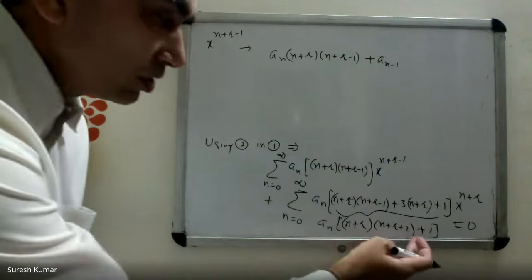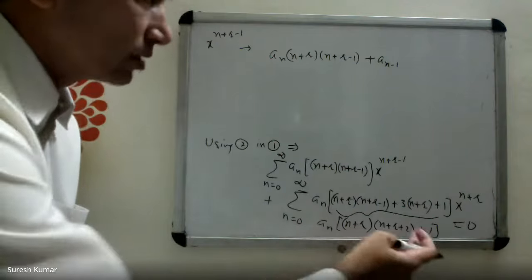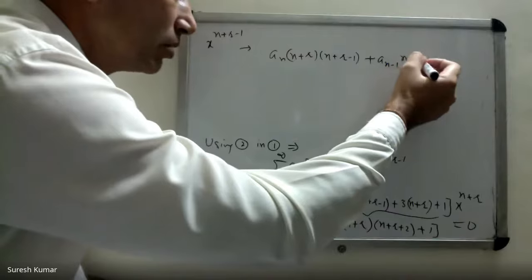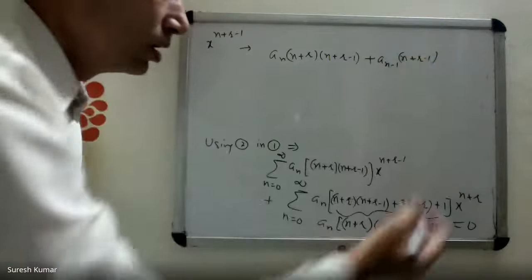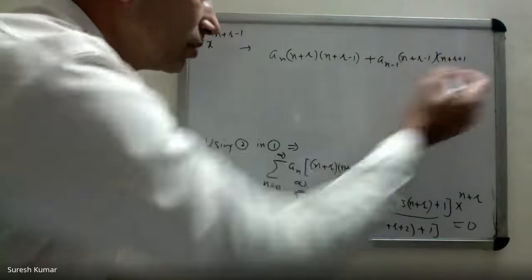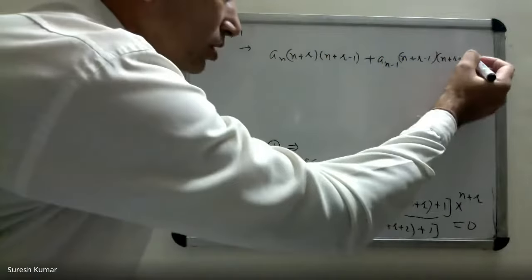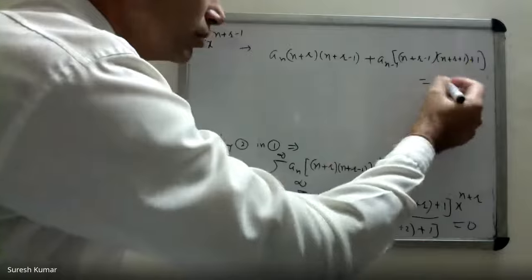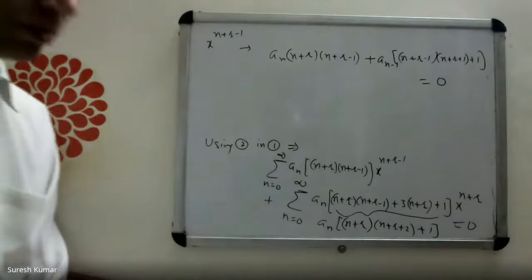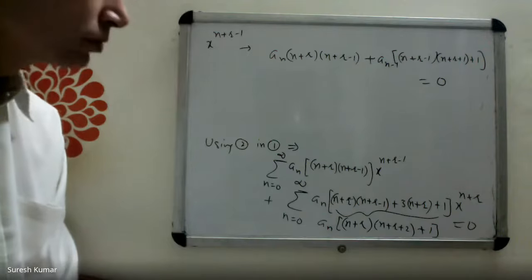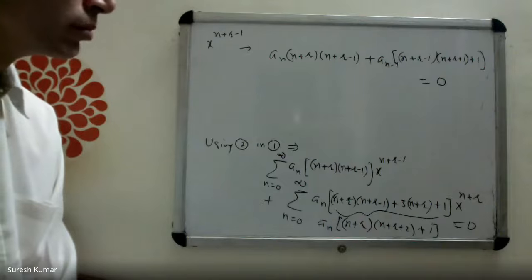So n is to be replaced by n minus 1 here. So what do you get? N plus r minus 1. N minus 1 means n plus r plus 1, plus 1 is separate. Just see this step. Is it okay? Yes, sir.